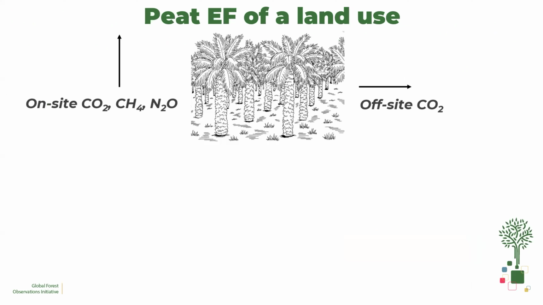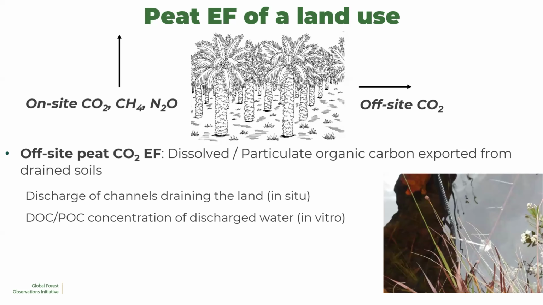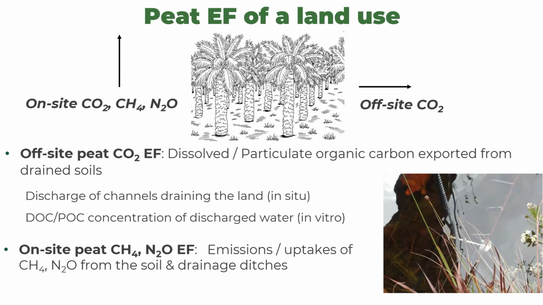For a given land use, we have different emission factors. We have on-site emission factors for the three gases and an off-site CO2 emission factor. The off-site peat CO2 emission factor refers to dissolved and/or particulate organic carbon which is exported from drained soils. And the on-site peat methane and nitrous oxide emission factors refer to the emissions or the uptakes of these gases from the soil, but also from drainage ditches.